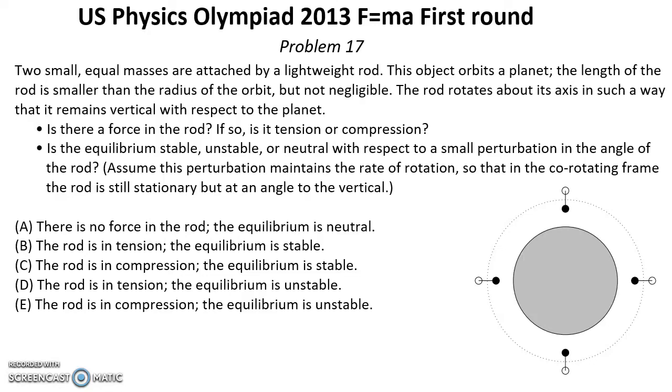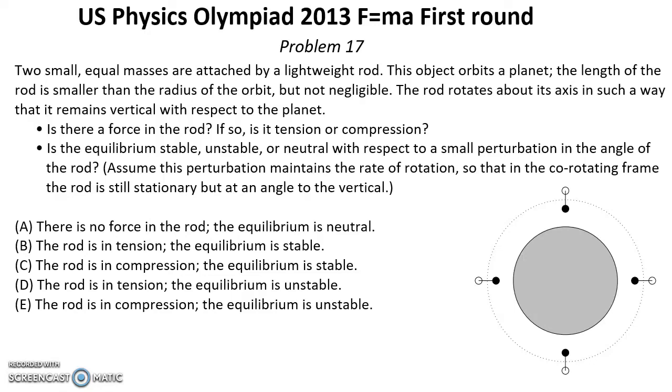Is there a force in the rod? If so, is it tension or compression? Is the equilibrium stable, unstable, or neutral with respect to a small perturbation in the angle of the rod? Assume this perturbation maintains the rate of rotation, so that in the co-rotating frame the rod is still stationary but at an angle to the vertical.